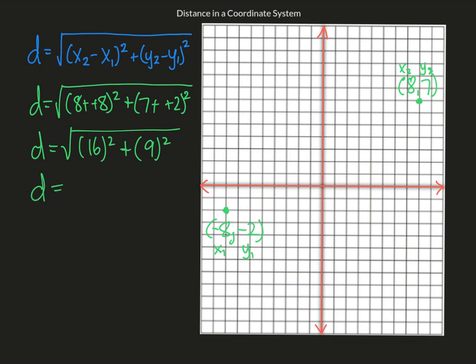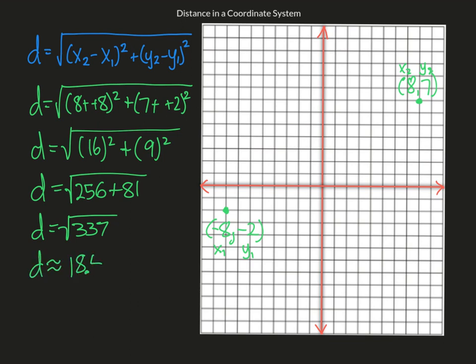16 squared is 256, so the square root of 256 plus 81. So now we're looking for the square root of 337. And I get 18.357, and it goes on from there. So if I'm going to round, it would be 18.4 units.